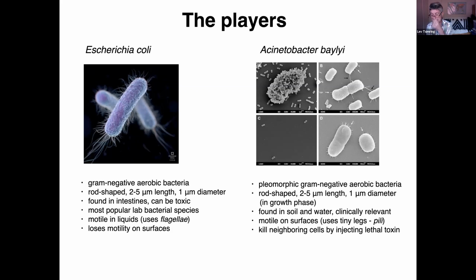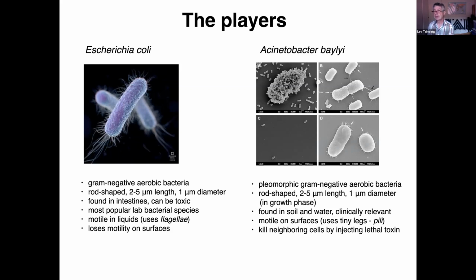And E. coli, like many other gram-negative aerobic bacteria, has flagella. That's how they move in liquid. And since they live in the intestines, which is more or less a liquid environment in most of the intestines, that's where they move around.